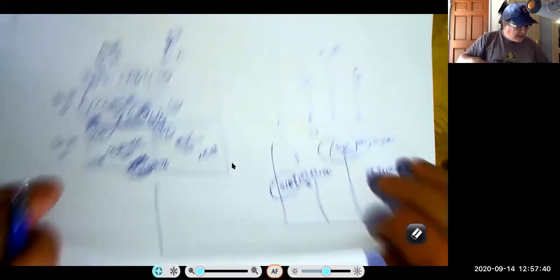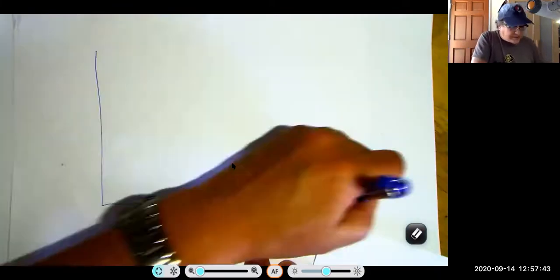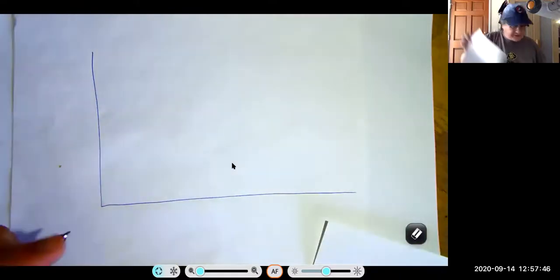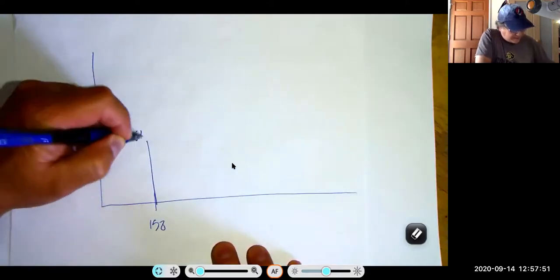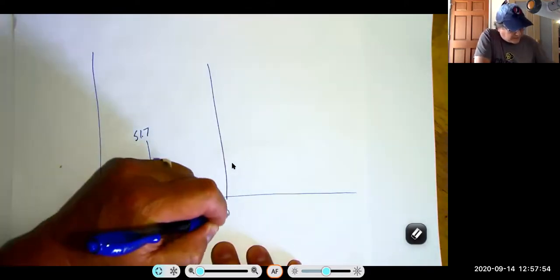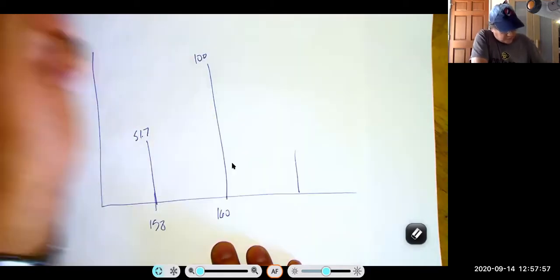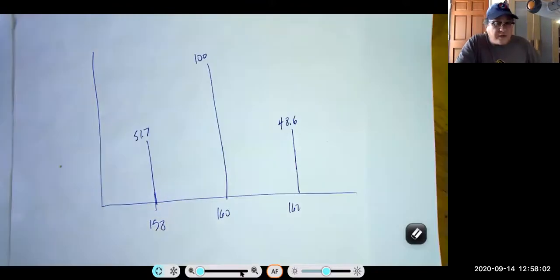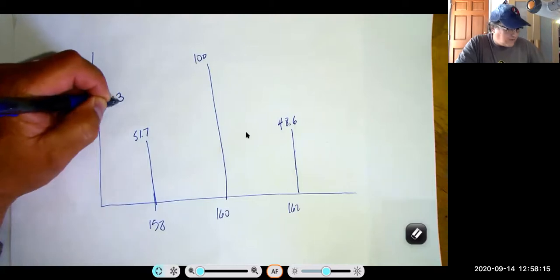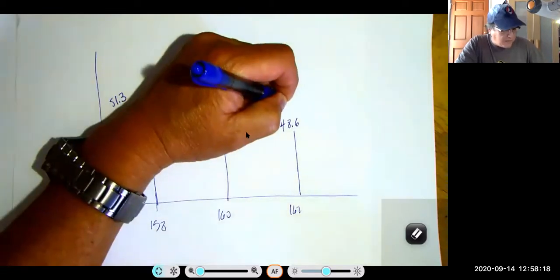So we get this based on numbers we got from Web Elements. We get 158 is going to be 51.7. 160 is going to be 100. And 162 is going to be 48.6. And the real numbers, according to the mass spectrometer, are 51.3, 100, and 48.8.